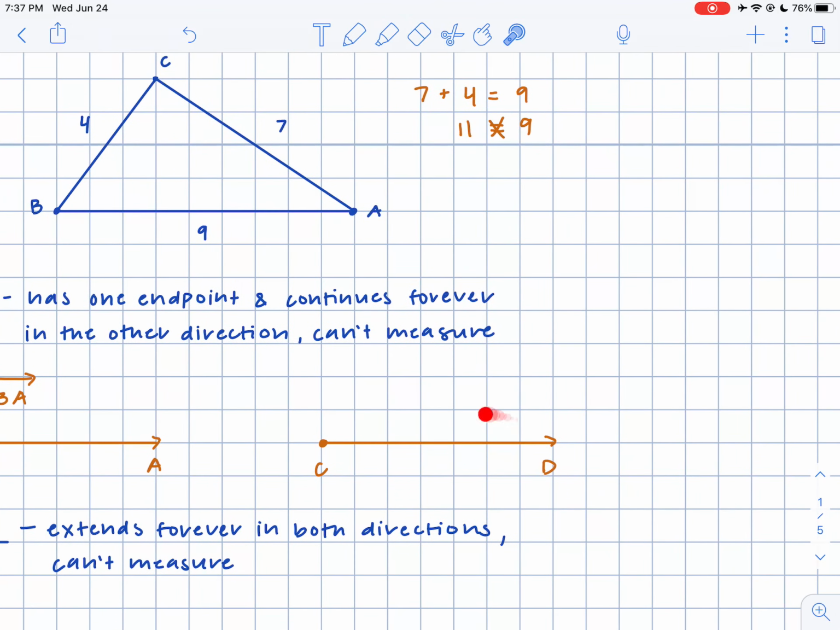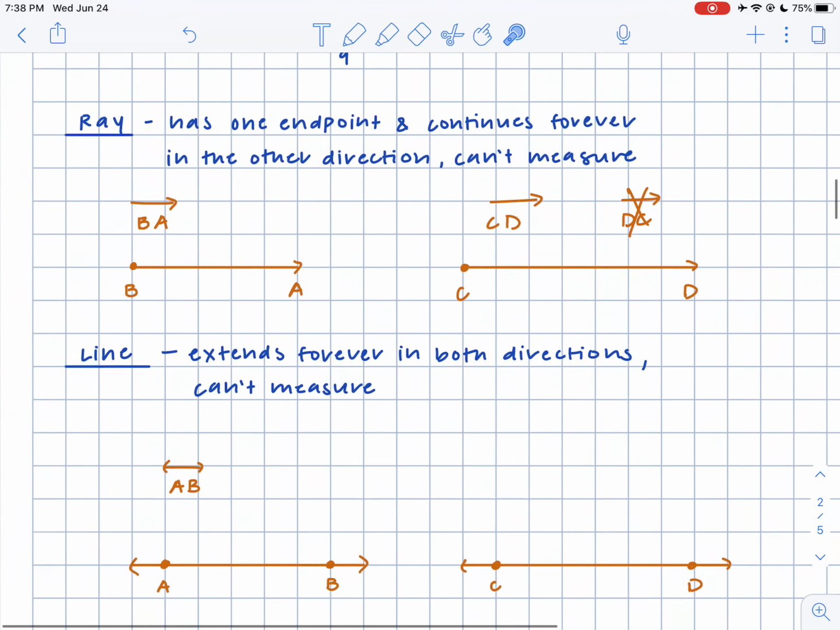So how would we name this ray? We would just name it CD. And this shows that C is our endpoint and D is the direction where we're going on and on forever. It is not correct to say this. That is not correct, okay? So you have to beware of this naming convention.